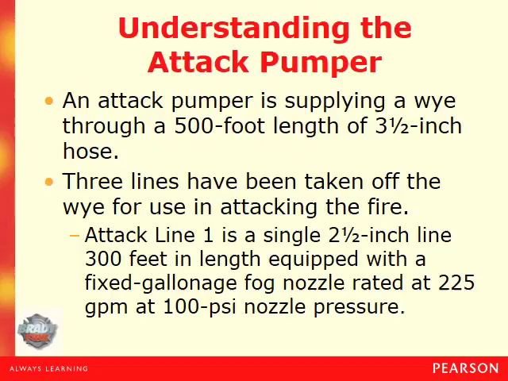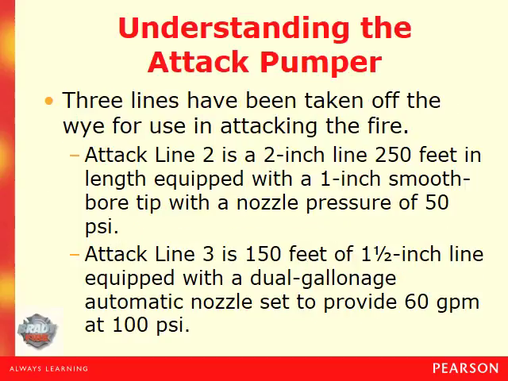So an attack pumper is supplying a Y through 500 feet of 3.5 inch hose. 3 lines have been taken off the Y for use in attacking the fire. Attack line 1 is a single 2.5 inch line that has 300 feet in length and is equipped with a fixed gallonage fog nozzle rated at 225 gallons per minute at 100 psi.